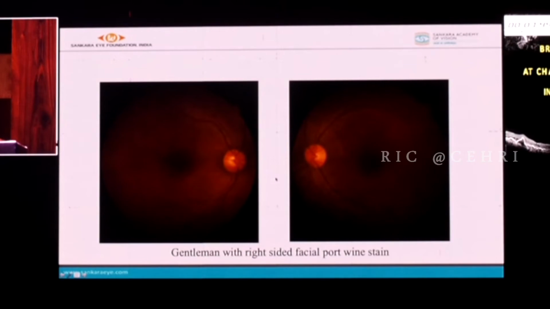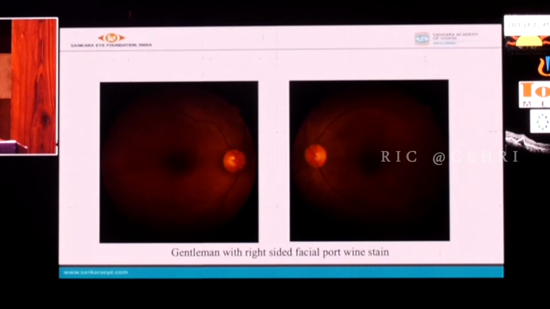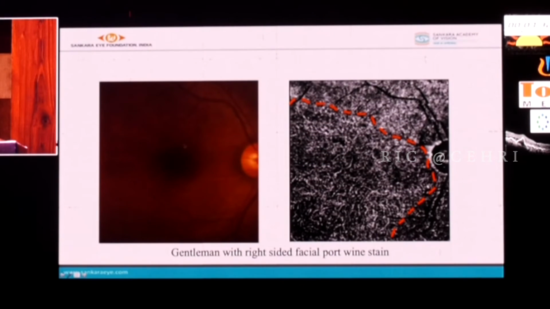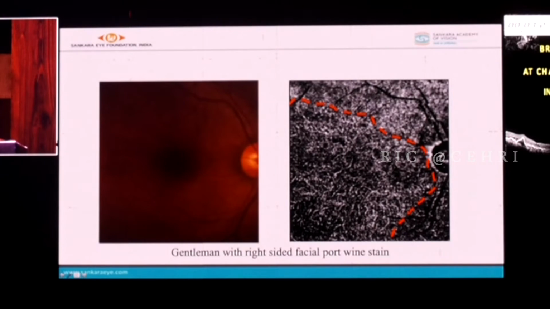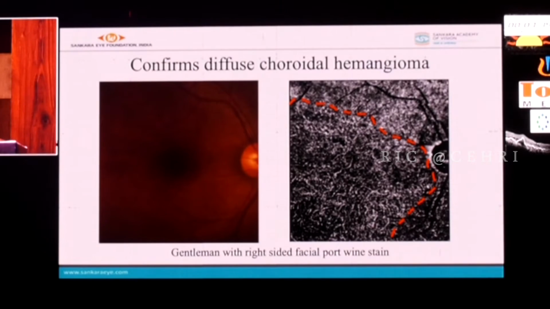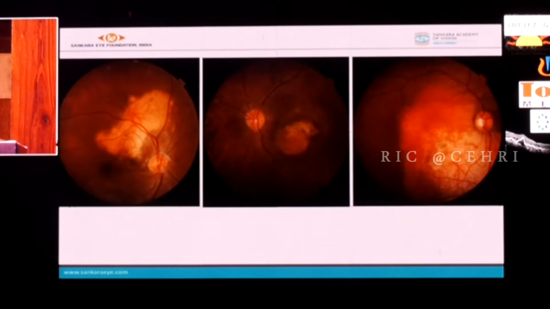So we had this gentleman who had nevus flammus on the face, and if you were to look at the right and the left fundus, it's very difficult to make out if there is a diffuse choroidal hemangioma at all. But if you were to do an OCTA, you can distinctly see the tumor beautifully. You can see this is the normal choroid, this is the OCTA. It's composed of vessels which look like a bag of worms. So this helps us define if there is an associated diffuse choroidal hemangioma in a patient with the nevus flammus or Sturge-Weber. Let's go on to choroidal osteoma.